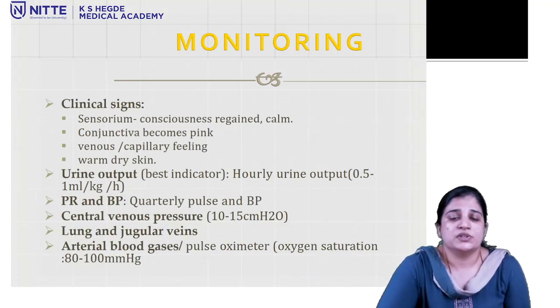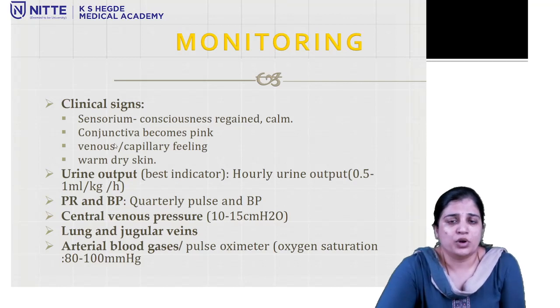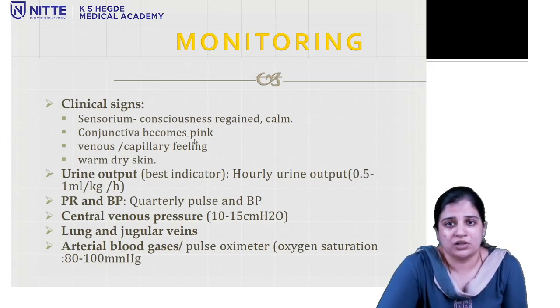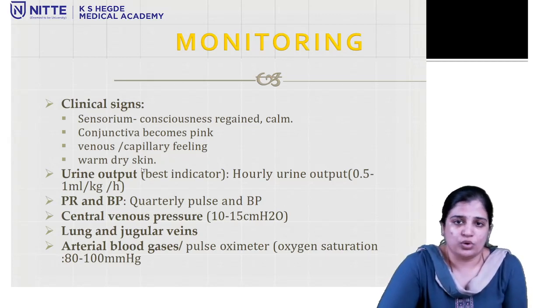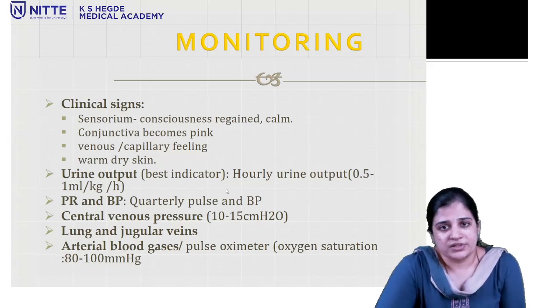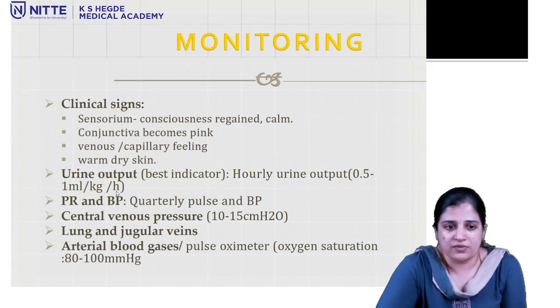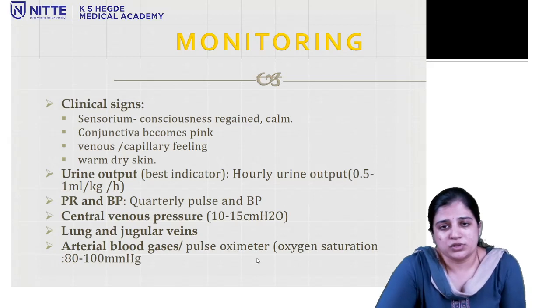So what are the clinical signs which will help us to know whether there is improvement? What all monitoring we have to do is, we have to see for the sensorium, whether the consciousness, the GCS, has improved or not. We have to see the color of the conjunctiva, whether pink, and we have to see for the venous and capillary filling, and skin also, whether it is dark, cold or warm. And the urine output has to be monitored, which is the best indicator. Hourly urine output 0.5 to 1 ml per kg per hour, and pulse rate and BP has to be monitored every 15 minutes. Central venous pressure has to be measured. It should be ideally from 10 to 15 centimeters. And also arterial blood gas analysis has to be done, and pulse oximeter saturation has to be seen.